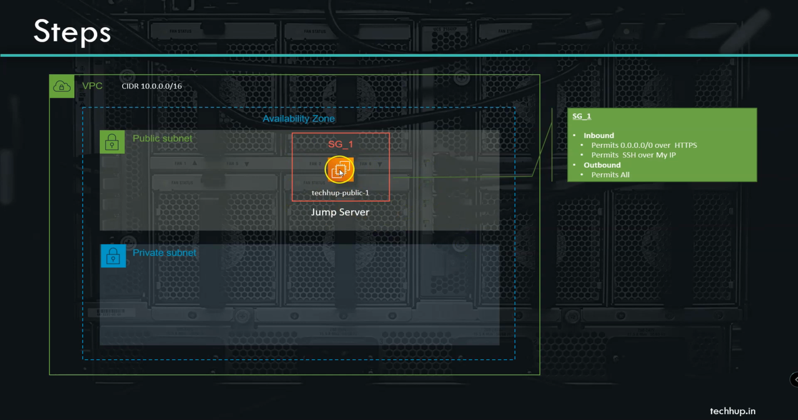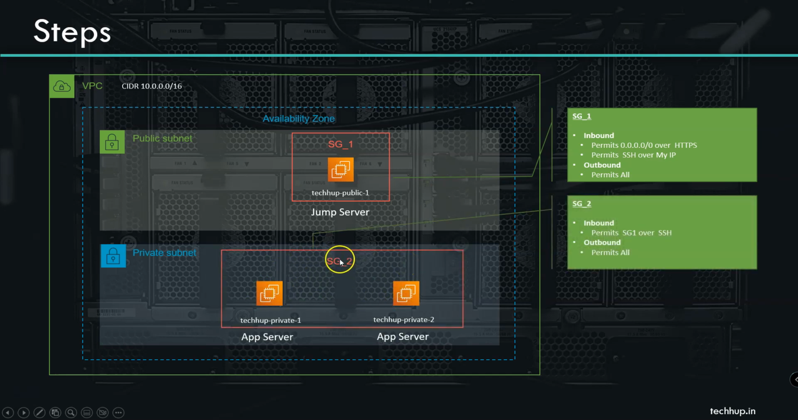So we have created our jump server, we have permitted HTTP connection and SSH into this EC2 instance. Now in step 2, we are supposed to create 2 EC2 instances, and then we are going to create a security group and allow the security group 1 over SSH for this security group. So let's see that in action, and then we'll discuss in detail around it. So I would start by creating the security group first, and then going about creating these 2 EC2 instances and attaching the security group with them.